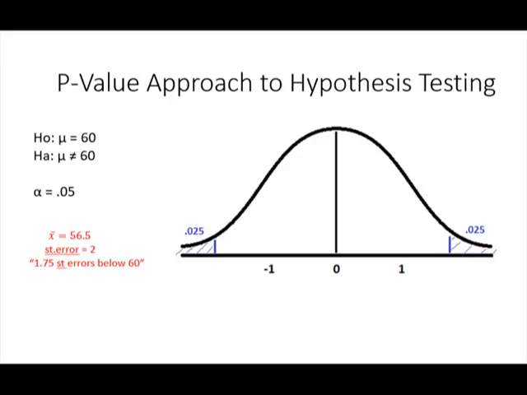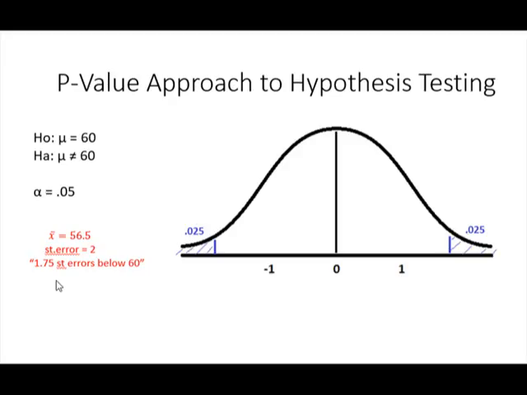Now, when we collect our data, suppose we get a sample mean of 56.5. Suppose we get, either because we know the population standard deviation or we use the sample standard deviation to estimate it, a standard error of the mean of exactly 2. That means that our sample mean x bar, if the null hypothesis of 60 is true, our sample mean of 56.5 is 1.75 standard errors below 60. This 1.75, or technically negative 1.75, is a z statistic or a t statistic.